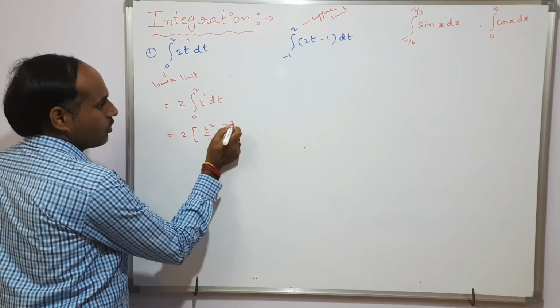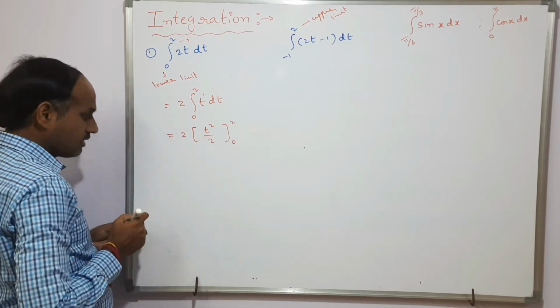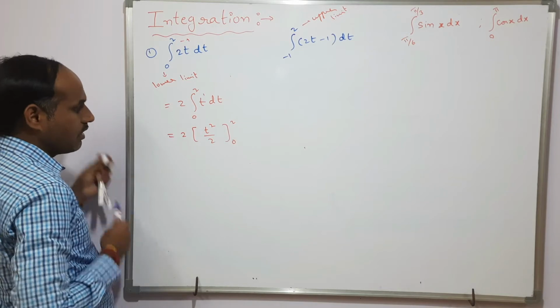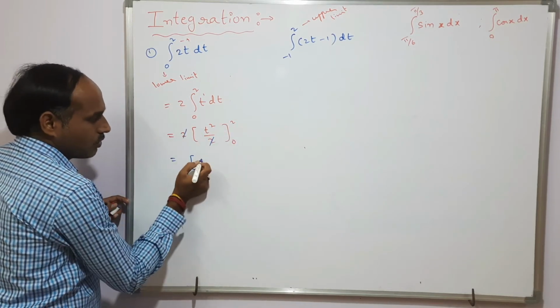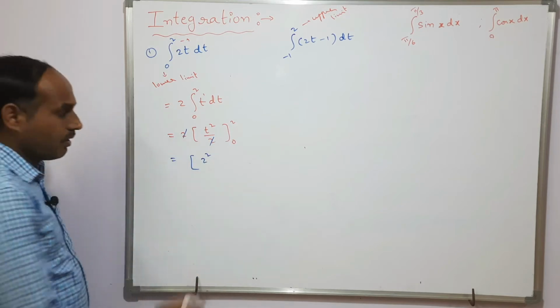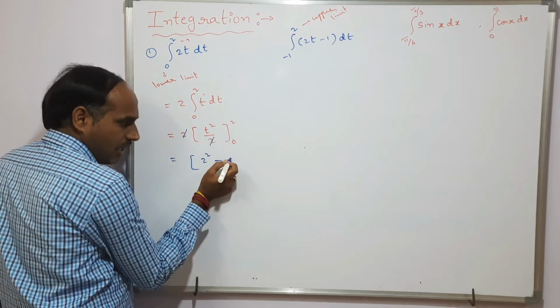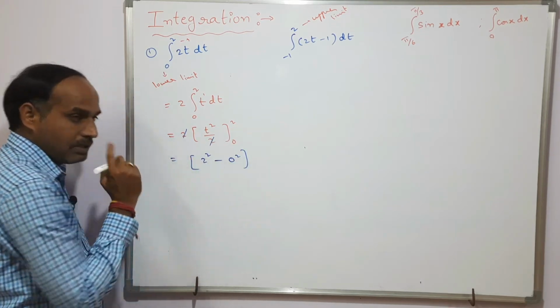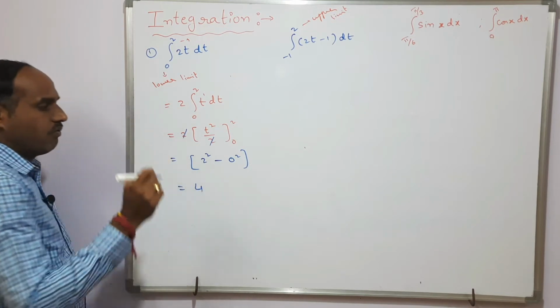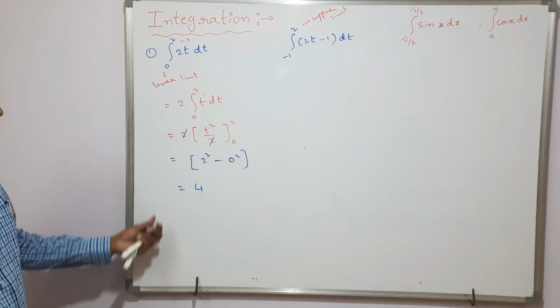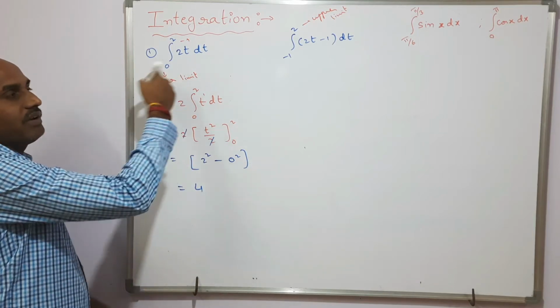So 0 to 2 here, this 2 gets cancelled. When the 2 gets cancelled, wherever t is present, there you should substitute the upper limit, that is 2 square, minus, at the same place of t, you have to substitute the lower limit, that is 0 square. So the value of this is said to be 4 only, right? This is what is called a definite integral.